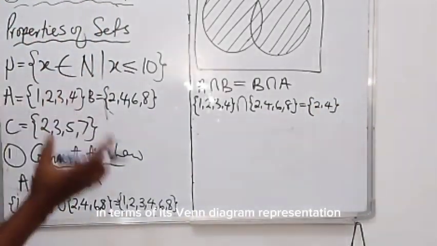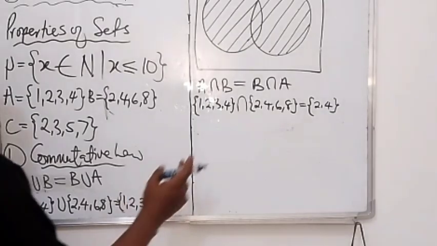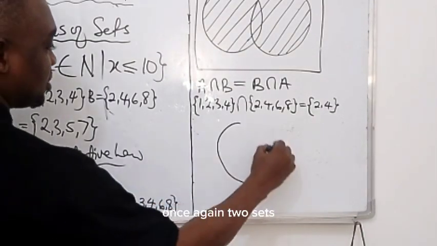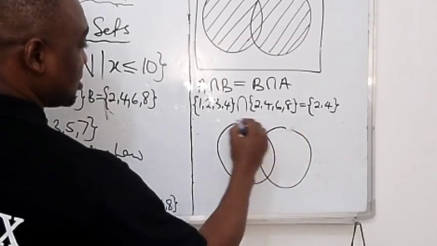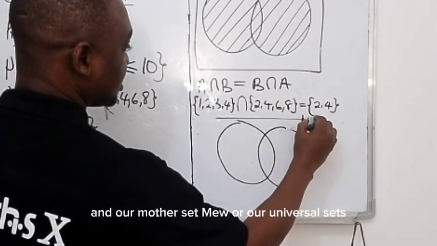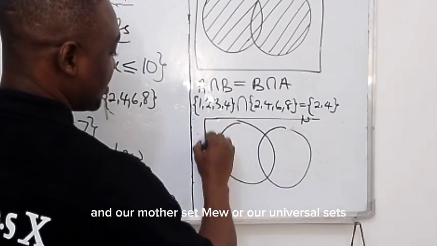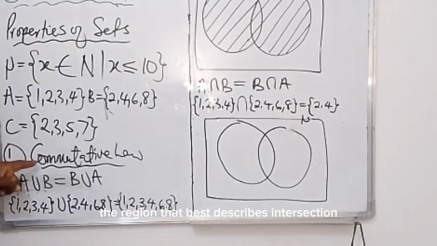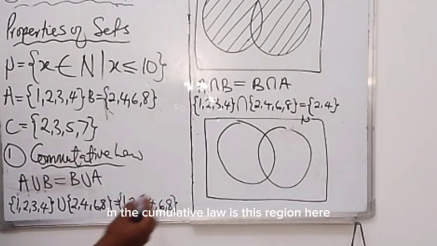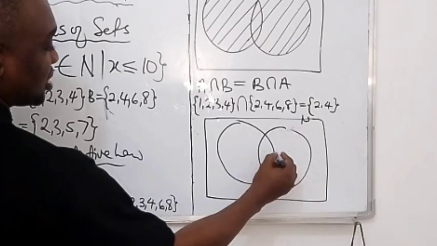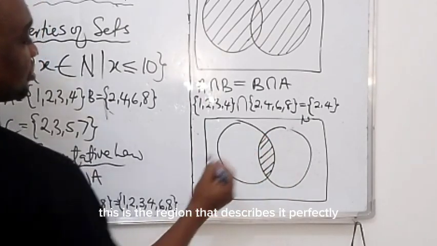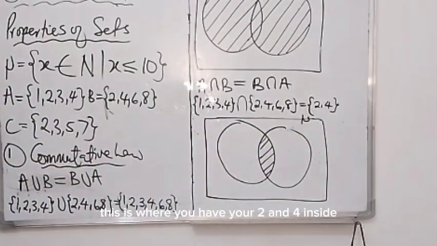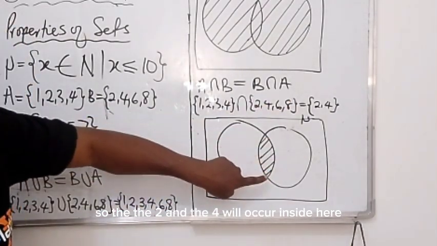In terms of its Venn diagram representation, we'll once again have two sets and our mother set mu, or our universal set. The region that best describes intersection in the commutative law is this region here. This is the region that describes it perfectly. This is where you have your 2 and 4 inside. So the 2 and the 4 will occur inside here.